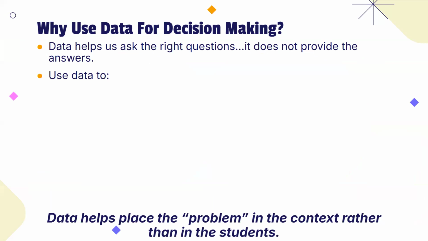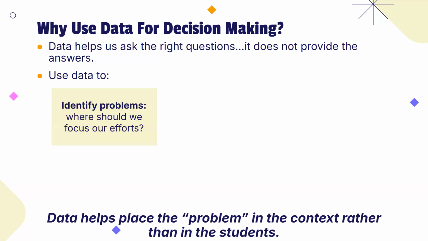So why use data for decision making? Data really does help us ask the right questions, but keep in mind that it does not provide the answers. And many times we wish that it would. So we use data to do the following: identify problems. Where do we see an uptick of behaviors? Where should we focus our efforts? Maybe we're seeing more behavior in the hallway during transitions in middle school. Maybe we're seeing more problem behaviors out at recess. Maybe we have to focus a little bit more in those areas where we're seeing those behaviors increase.